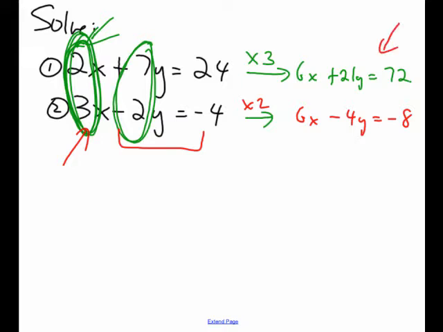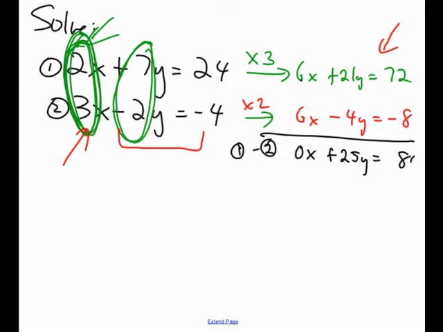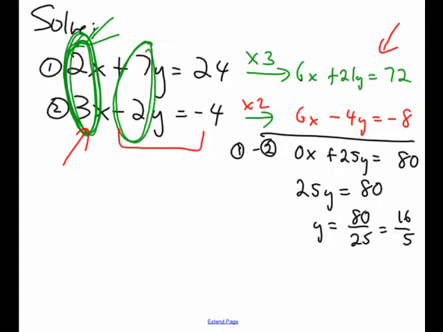So the two equations over here are the same equations as we started with. They just look different. But the advantage now is that if I go and subtract, I'm going with subtraction because 6 take away 6 will be 0x. 21 minus negative 4 would be 25y. And 72 minus negative 8 would be 80. So therefore 25y will be 80. Divide both sides by 25. 80 over 25, reduce that fraction to lowest terms, 16/5. So 16/5 is the y coordinate of the point of intersection.